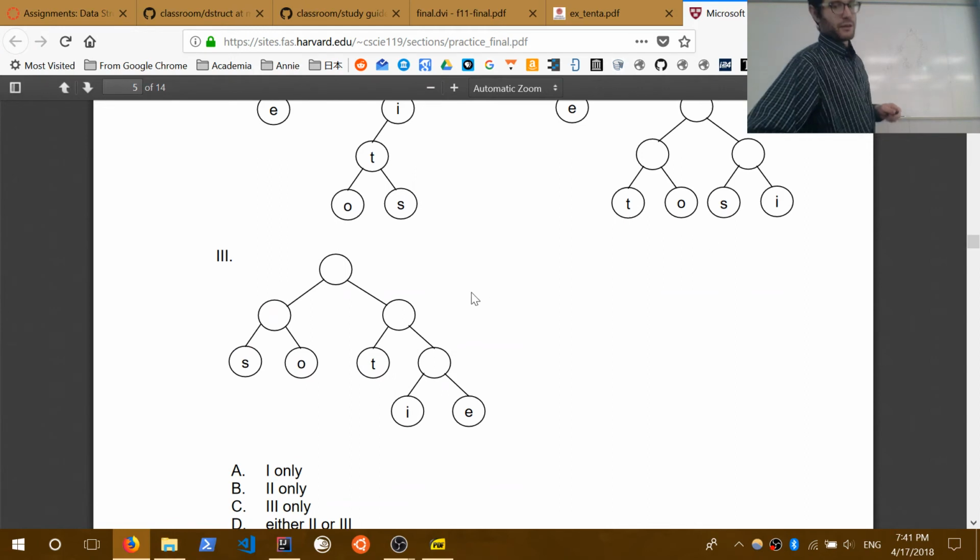Why is 3 not? Because if E is the most frequent character, then we'd expect it to be somewhere near the top, because it would take the least number of bits.